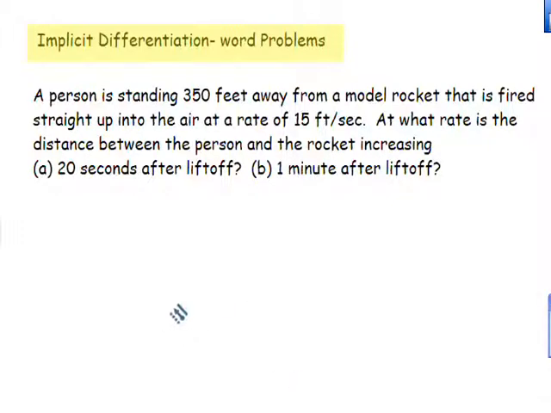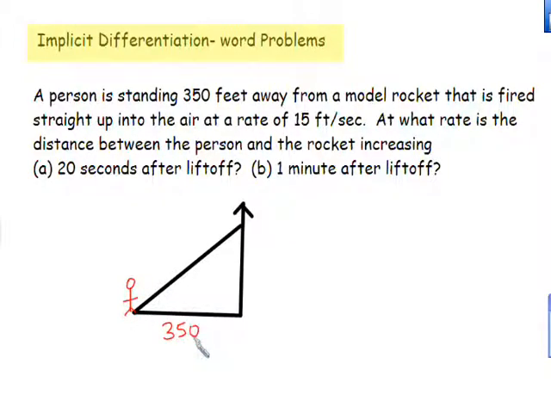So the picture we're going to draw is a triangle. This arrow here is going to indicate the rocket, and this is going to be the distance between the person and the rocket. Okay, so this is the distance, and we'll draw somebody here. So that person's standing 350 feet away from where the rocket is before it's fired. Then it's going to be fired straight up, so the rocket is right here, and it's traveling upward at a rate of 15 feet per second. So I'm going to write that there.